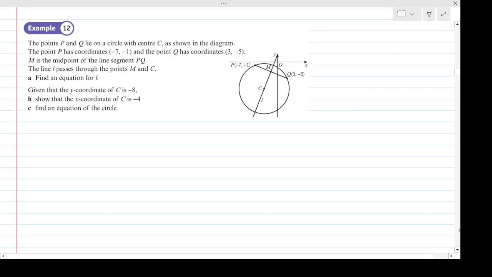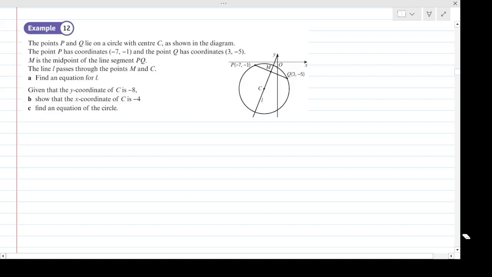Okay, so this question then says the points P and Q lie on the circle with centre C, shown in the diagram. The point P has coordinates -7, -1, and the point Q has coordinates 3, -5, and they're both drawn nicely for us here. M is the midpoint of the line segment PQ. Big hint there, you're probably going to need to work out the midpoint. But anyway, the line L passes through the points M here and C, the centre there.